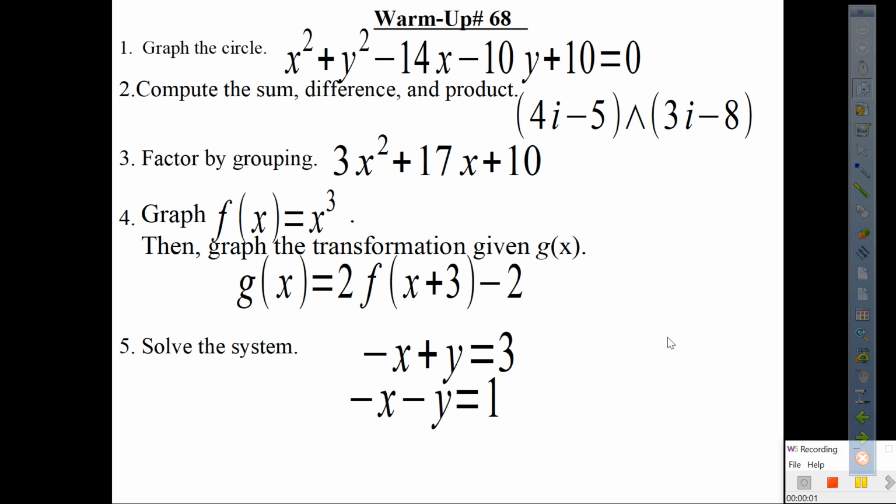So we are on warm-up number 68. Number 1 is graph the circle. They give you an equation. Number 2, compute the sum, difference, and product to give you 2 binomials. Number 3, factor by grouping. Number 4, graph f of x equals x cubed with a transformation of g of x equals 2 times f of x plus 3 minus 2. And then the last one's a system. They give us negative x plus y equals 3, negative x minus y equals 1.